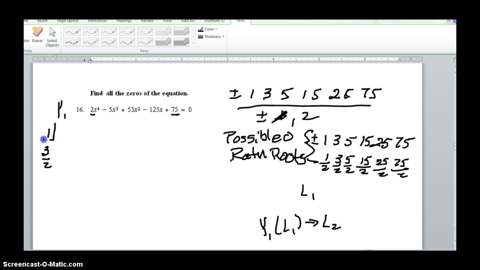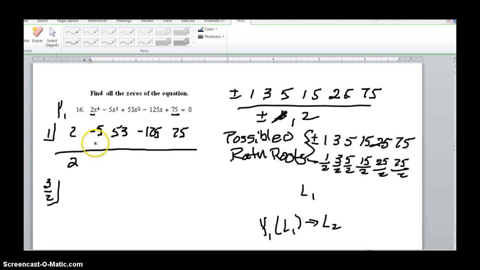So this is going to be our first synthetic divisor, and then our second synthetic divisor. I'll move this here, down here, there we go. So let's get our first set of coefficients. We're going to have 2, negative 5, 53, negative 125, and 75. So we get the first one for free, as we know. Multiply, add, multiply, add, multiply, add, multiply, then add.